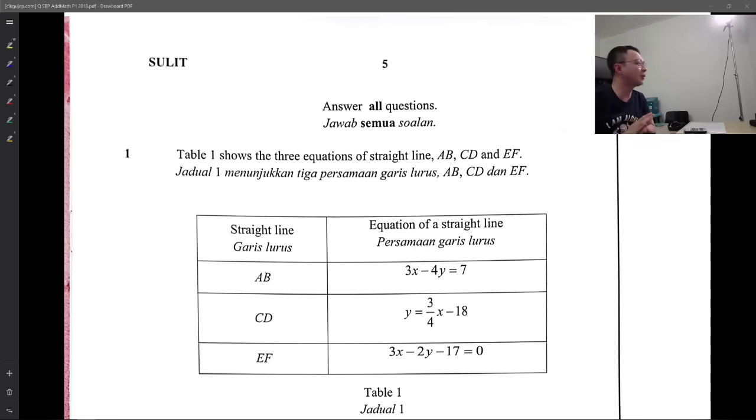Today we're going to discuss this SBP 2018 trial paper, and I already went through it. For some parts I got a different answer from the marking scheme, but anyway, we will go through it together and I will explain my logic as usual.